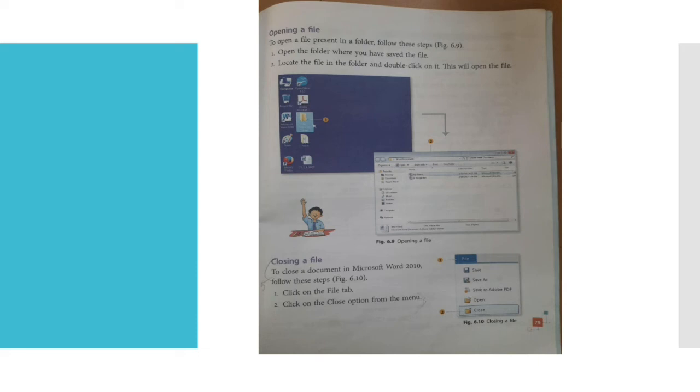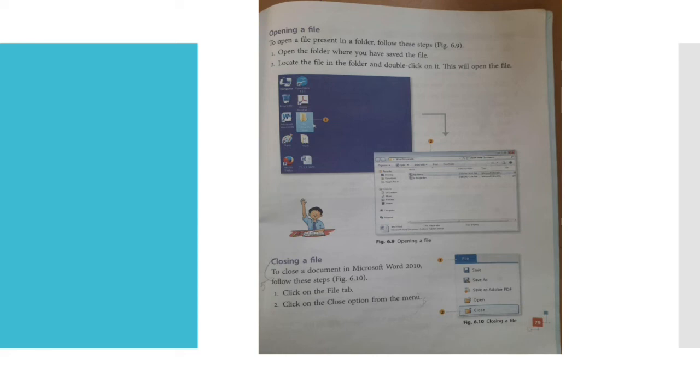To open a file present in a folder, follow these steps. Open the folder where you want to save that file. Then locate the file in the folder and double click on it. This will open the file. Closing a file. See the picture: on the top it's given open My Computer Book. Then it opens like this. Then from there you can open the file.